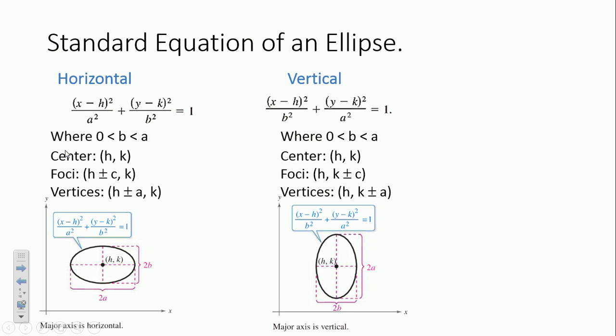What's the difference between the two equations? The a squared and b squared are switched, right? So a squared is bigger than b squared, and a is your largest one. That denotes where your major axis is. B is always related to your minor axis. Okay. Our center of our ellipse is going to be (h, k).